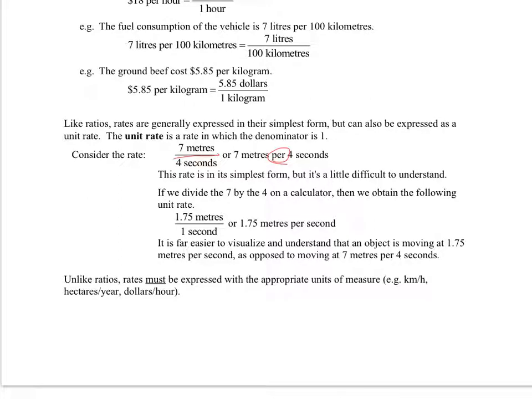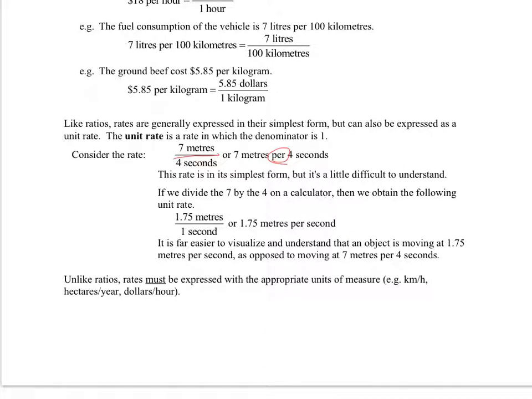But that's not in simplest form. If you were saying this is 7 meters per 4 seconds, that doesn't make as much sense to someone as saying this is how far they go per second. Like if I said I was driving on the highway and I was going 200 kilometers per 2 hours, people would kind of look at you funny. But that's the same as saying 100 kilometers per hour. You just need to get it in simplest form.